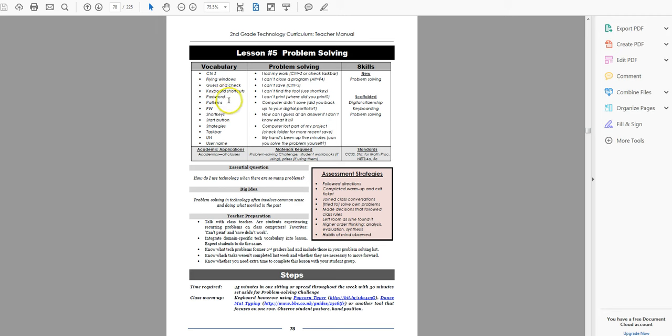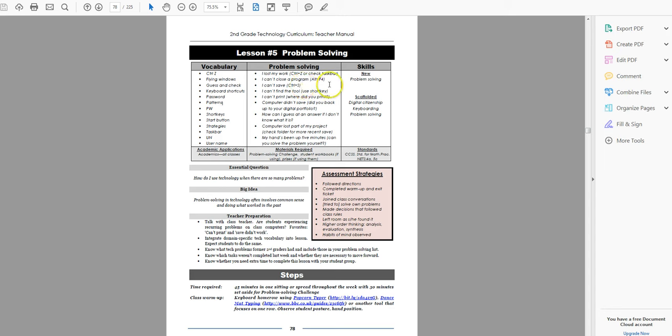Solutions to problems. Passwords, always a problem. Patterns. People love finding patterns to figure out how to do things. Short keys, keyboard shortcuts, same thing. Strategies, taskbar, username. Okay. Problem solving. I lost my work. So here we're talking about some short keys for these.